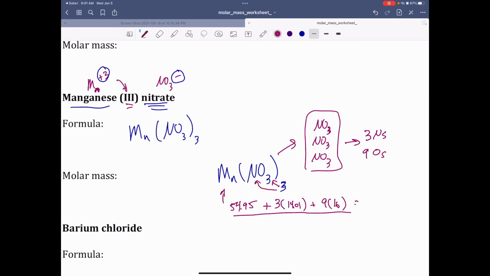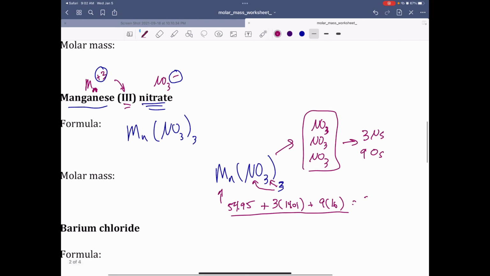And now I just use the calculator. So I'm going to go 54.94 plus 3 times 14.01, and I'm using parentheses on my calculator, plus 9 times 16, and I get 240.98. 240.98 grams per mole. And that is how we do one that's a little bit more interesting.